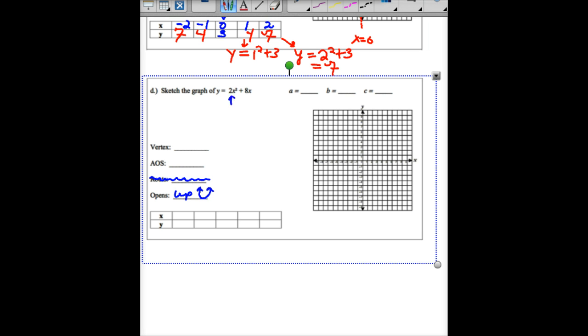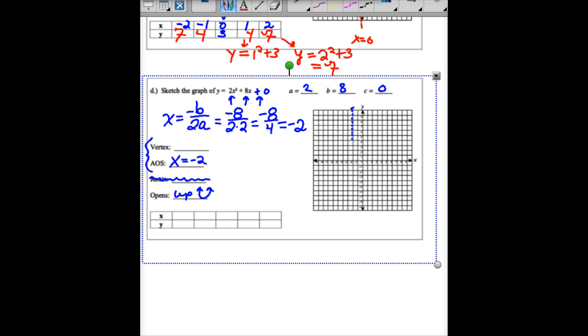It's got an A of 2, a B of 8, and a missing C, which means it must have been a 0. In order to get our vertex and our axis of symmetry, we use our formula that says we take the opposite of the b term over twice the a term. So we do the opposite of 8 over 2 times 2, which gives us the opposite of 8 over 4. A negative over a positive gives us a negative. So I've got my axis of symmetry over at x equals negative 2.